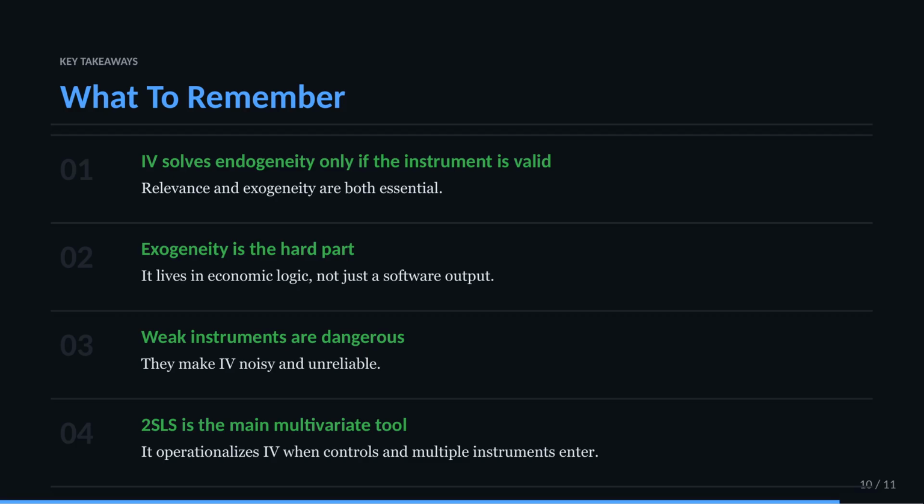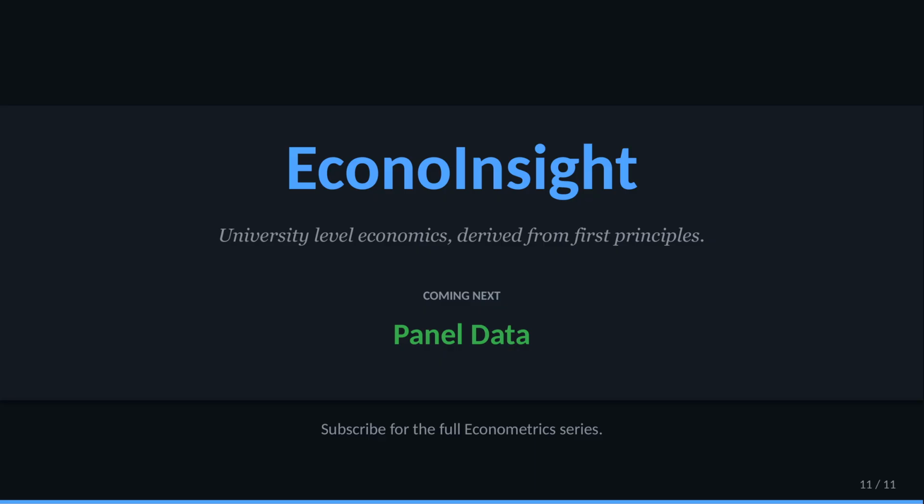Instrumental variables is one of the places where econometrics becomes less about formulas and more about research design, because the quality of the answer depends heavily on the quality of the instrument.